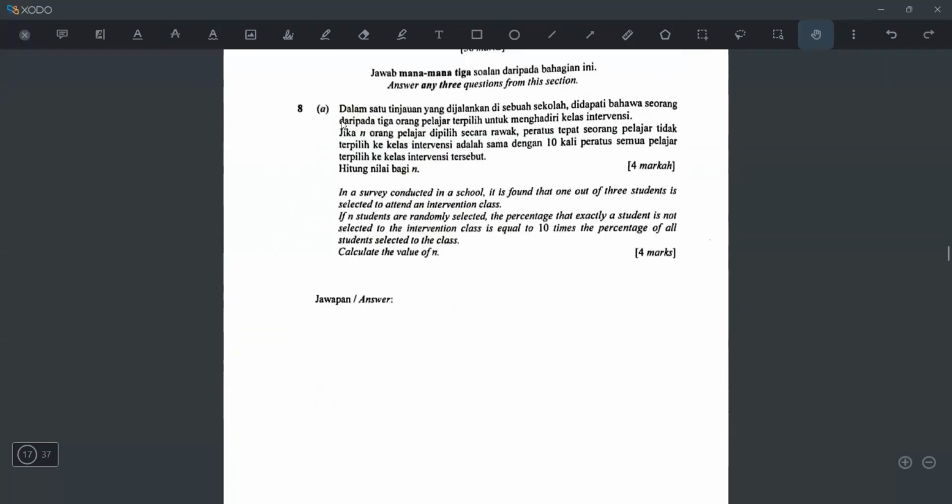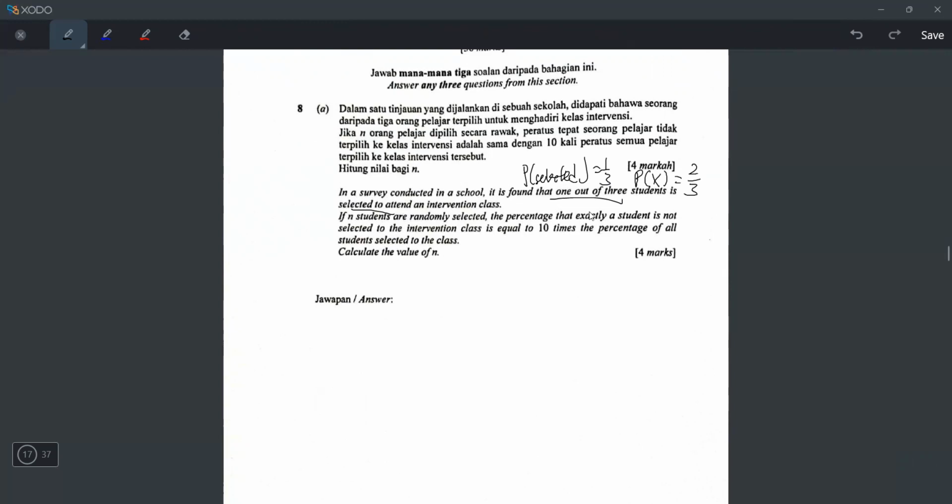Okay, but I won't do. Okay. So number 8, this one is what is it? Probability distribution. So you do it by yourself. So they say what? In a survey, 3 students is selected. So 1 out of 3. So probability is selected 1/3. And then not selected is 2/3. And then blah blah blah.